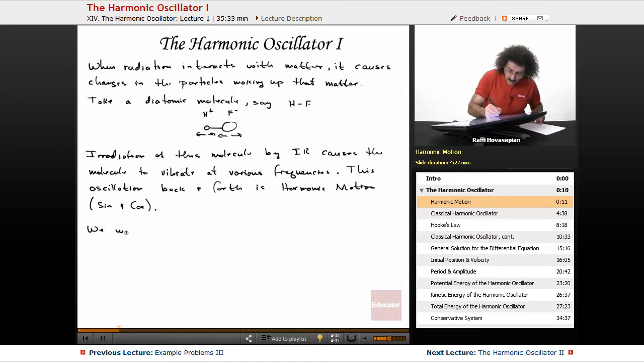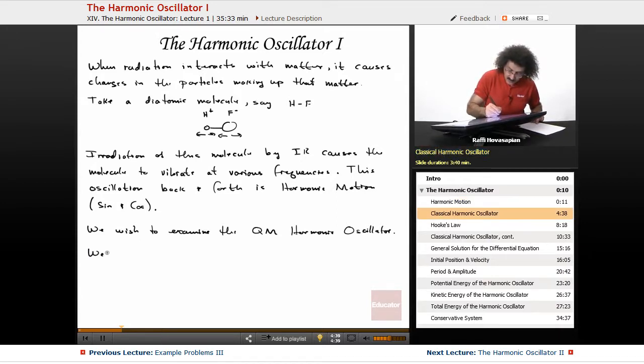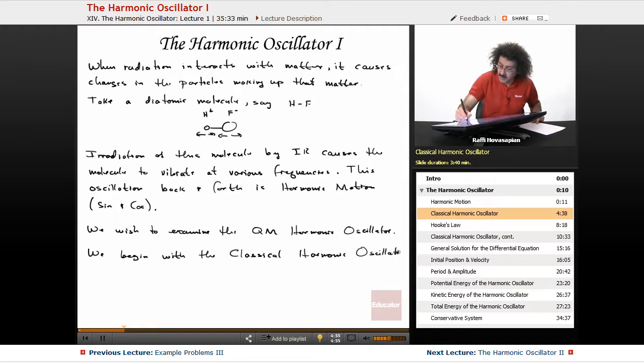So, we wish to examine the QM harmonic oscillator, and we begin with the classical harmonic oscillator.